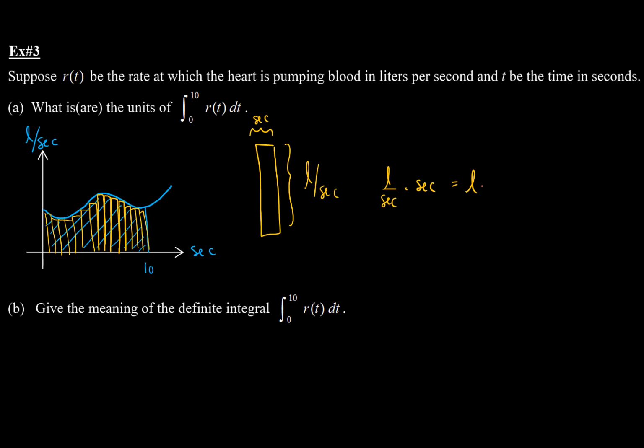So the meaning of the definite integral from 0 to 10 of r of t dt would be the net change of liters pumped from t equals 0 to t equals 10 seconds.